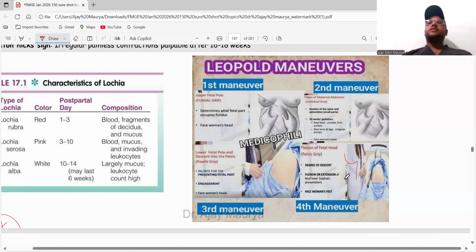Now the next one, we are palpating the back of the fetus. Next one is the engagement, whether the baby is engaged or not. If the baby is engaged, then only we will perform the fourth maneuver.